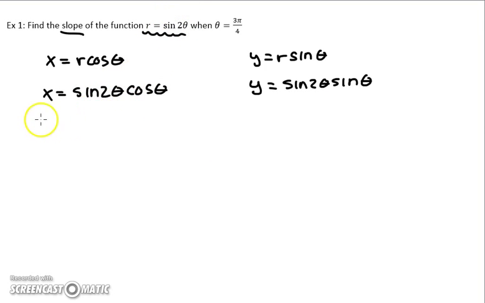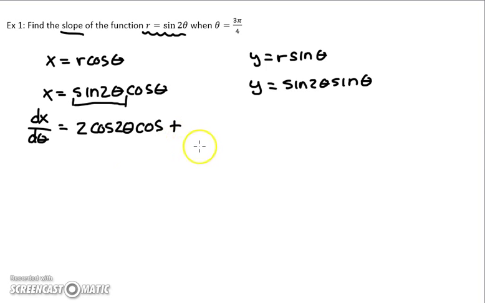We plug that in. To get the dx d theta, so the derivative of the x portion, we got to use that product rule. The derivative of sine of 2 theta is u prime cosine u, where u is that 2 theta. So the derivative of 2 theta is 2, giving 2 cosine 2 theta times cosine theta, plus the derivative of the second one, so negative sine of theta times sine of 2 theta.